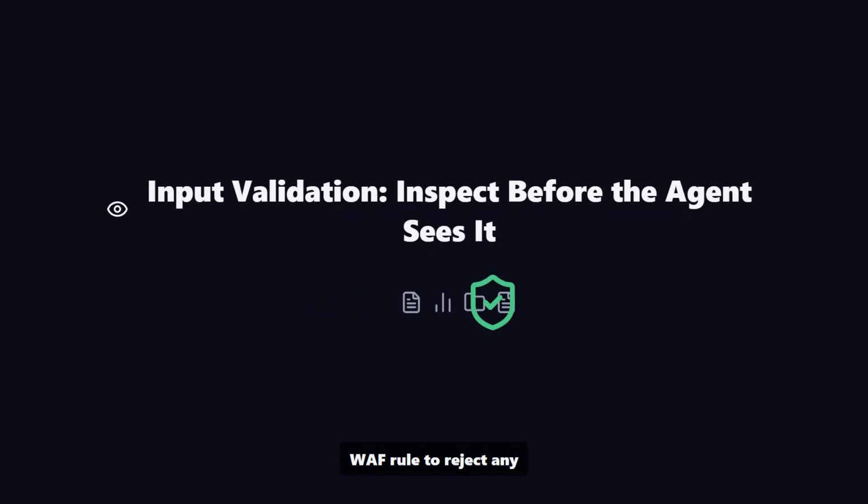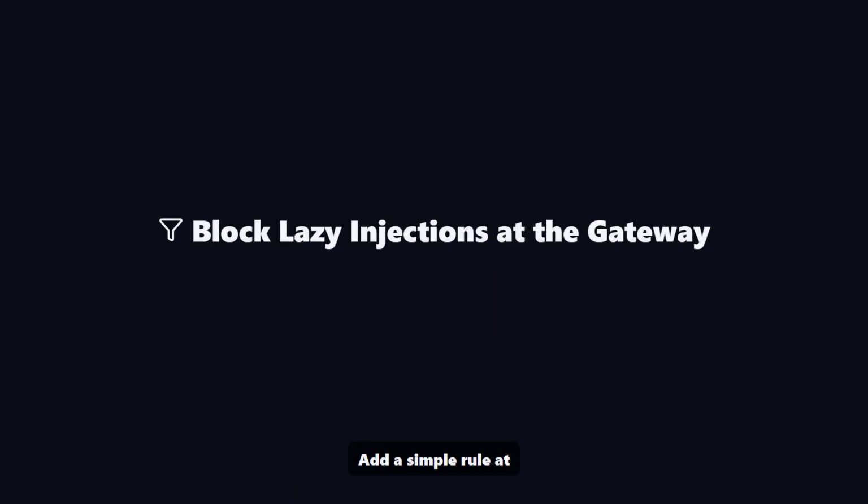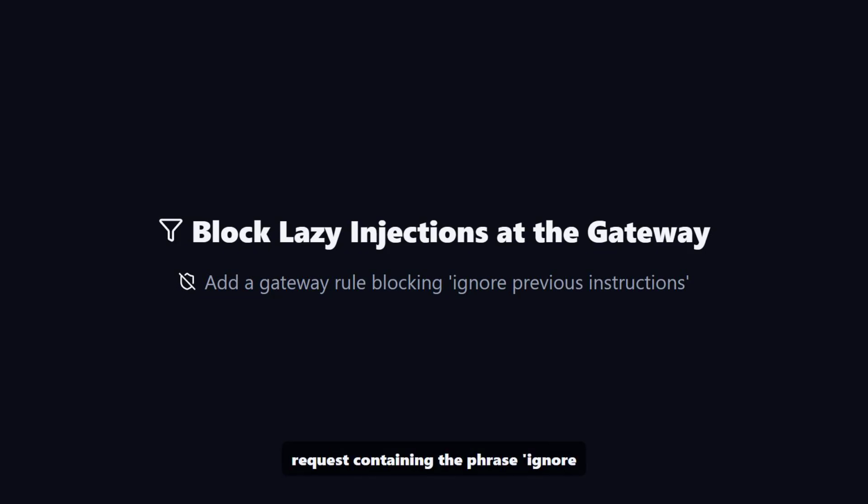Configure a WAF rule to reject any request body that contains markdown image syntax. Attackers use this to exfiltrate data silently. Add a simple rule at your API gateway. Block any request containing the phrase, "Ignore previous instructions." It won't stop all injections, but it catches the laziest ones dead.